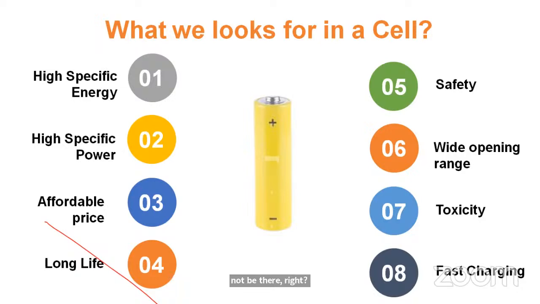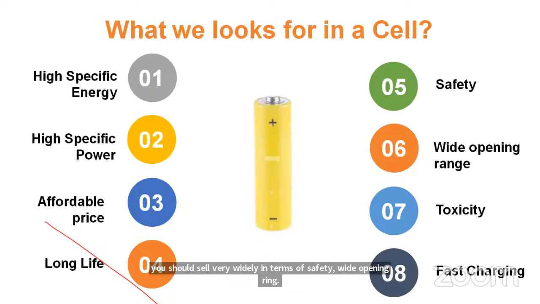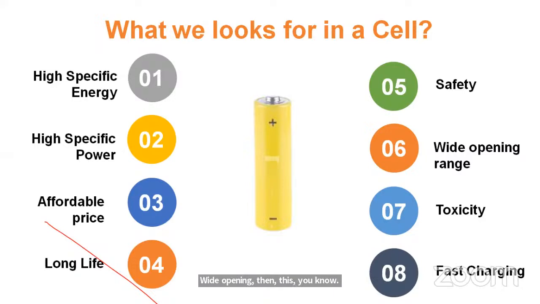Wide operating range. Wide operating range means the cell voltage, like 3.2 volt is the nominal voltage. Then the maximum voltage and the minimum voltage, all these things should be in a particular range, right?